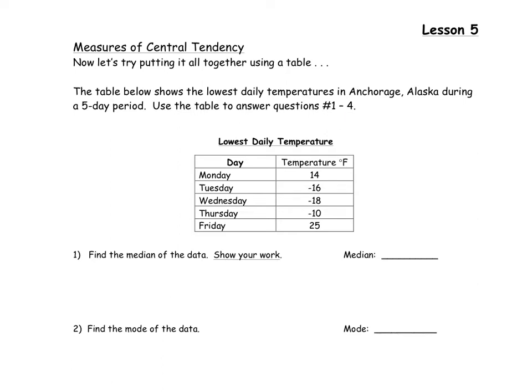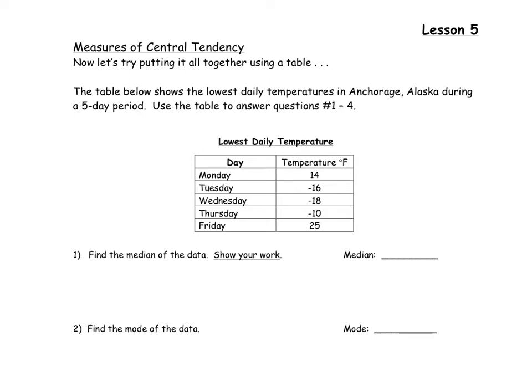So let's investigate the table. These are the lowest daily temperatures mentioned in Anchorage, Alaska. And it looks like they're going through from Monday to Friday. That's the day. And here's the temperature for each day. So the very first question is to find the median of the data. So we have to know what the median is.